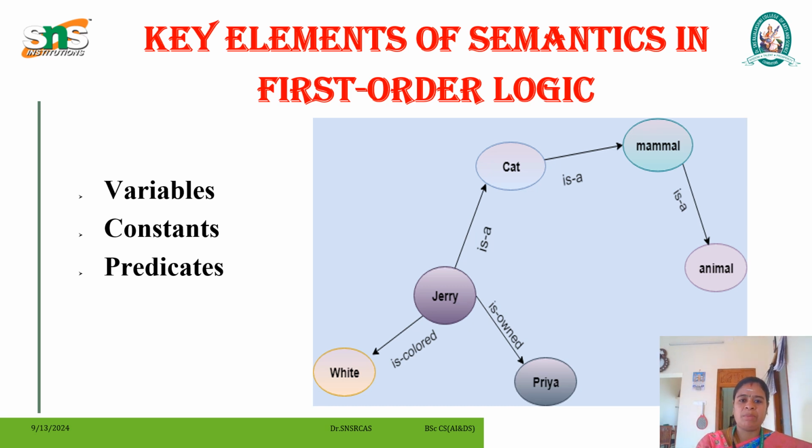Function. These map elements of the domain to other elements in the domain. Quantifier. Symbols such as for all and exists are used to express universal and existential quantification respectively.